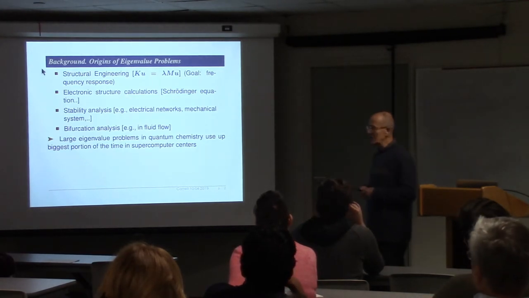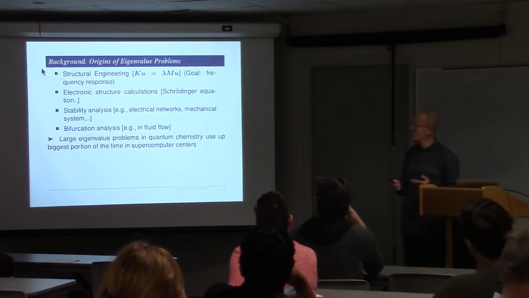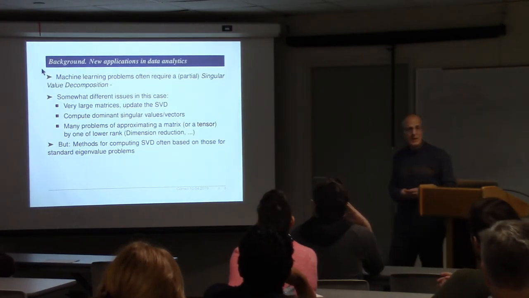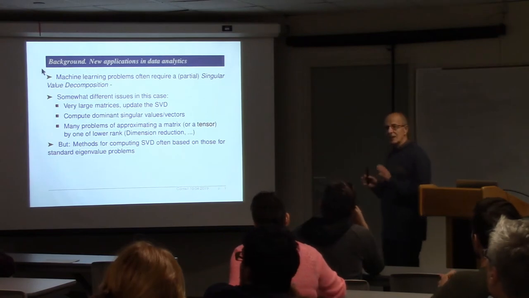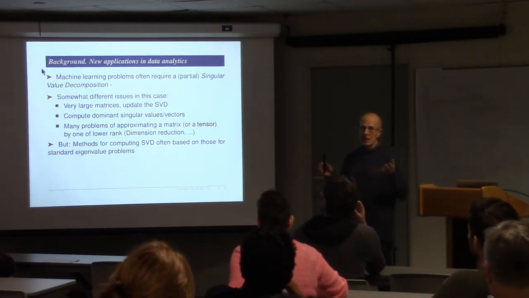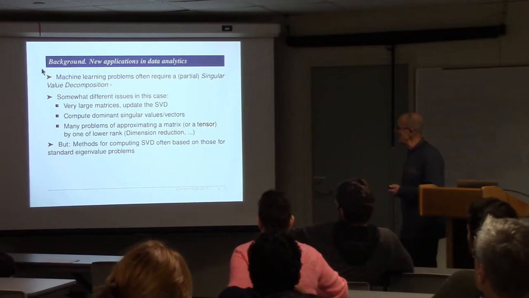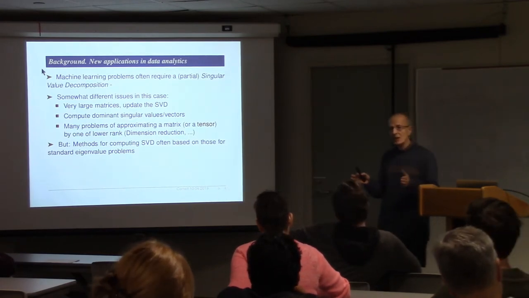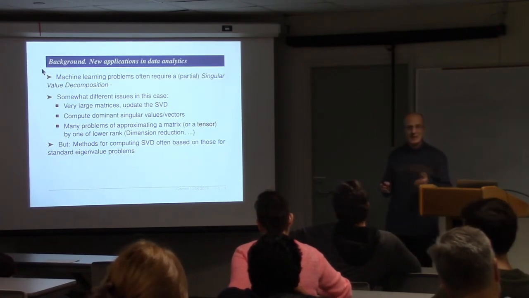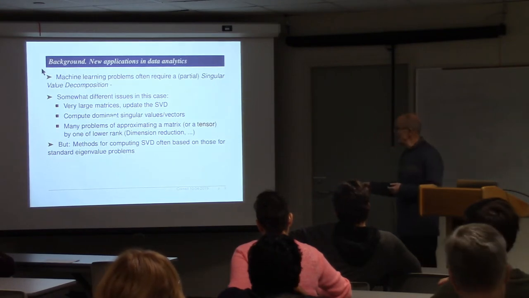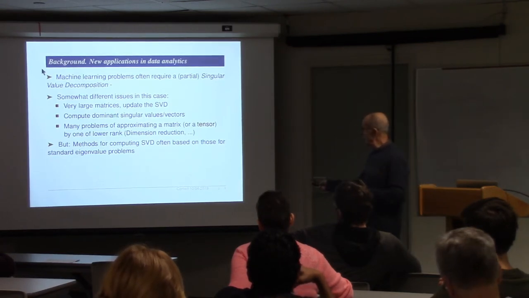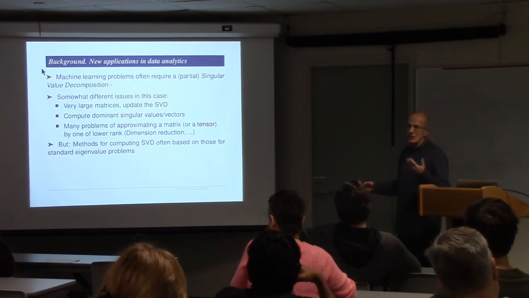They also have problems with stress, stability analysis, electric networks, whatever. So this is very common. You also have now different types of applications that come from data. They're slightly different from the traditional ones that I mentioned. The types of problems are linked to SVD, singular value decomposition. You often have to compute subspaces corresponding to the largest eigenvectors, or the smallest ones if you look at graph Laplacians. There are many problems approximating a matrix or a tensor, but the methods are really dominated by SVD-type calculations, and those are related to eigenvalue problems.